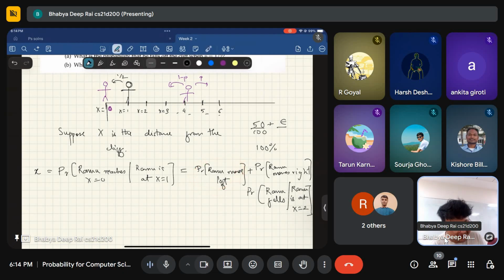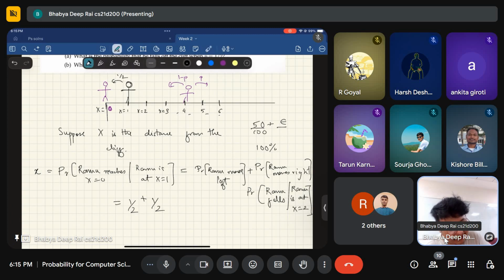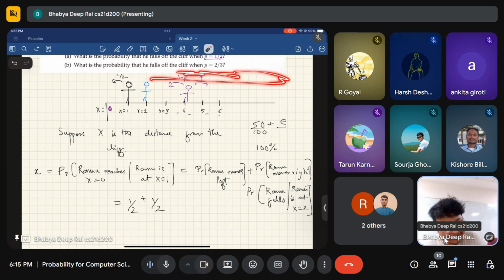So the probability that Ramu moves left at any point, we know that it is half, plus what is the probability that Ramu moves right? Half. So this part is half. Now this is where the interesting thing happens. Ramu falls such that Ramu is at x equals 2. First let me erase this. Let's say Ramu is at x equals 2 now, because with half probability he moved right. Of course, again he could go in arbitrary directions and so on.